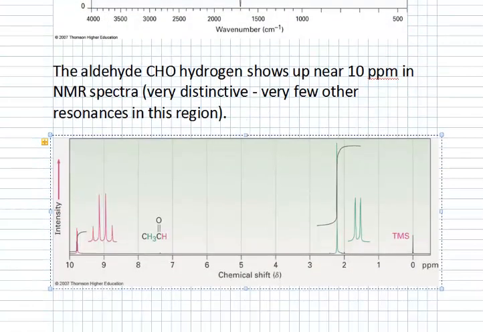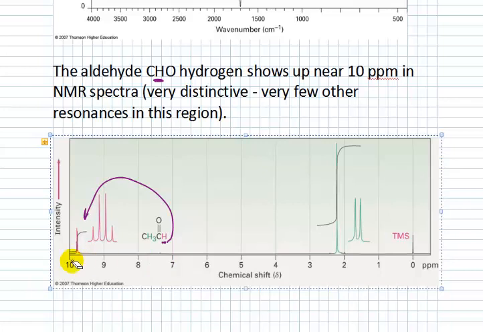If I have an NMR spectrum, we also have something very characteristic. The CHO hydrogen, the hydrogen attached to the carbonyl, is shifted way downfield, right around 10 ppm. And that's about the only other thing that shows up that far down. All the aromatic resonances don't get much above 8. So if you've got something between 9 and 10, that's an aldehyde hydrogen.